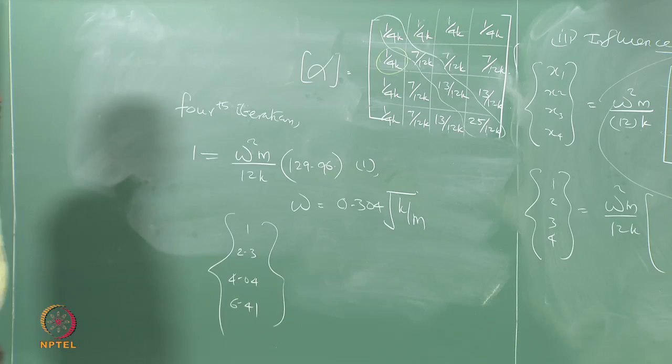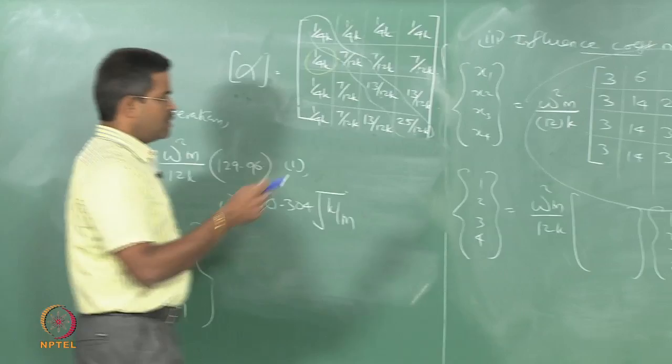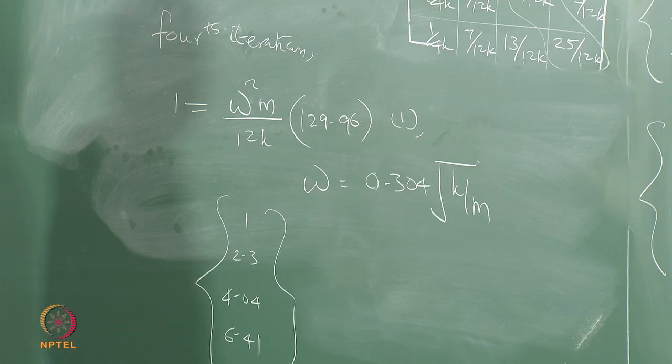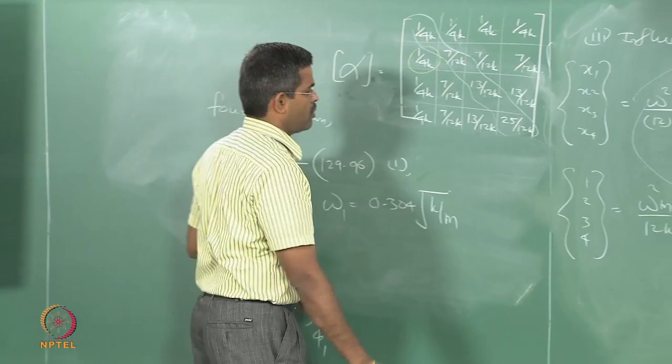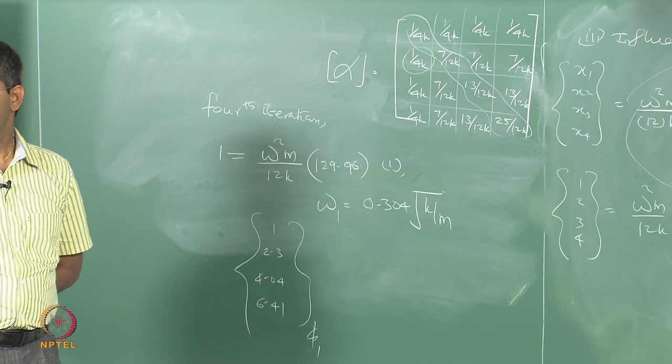So if you compare the results of Dunkerley as 0.277, then Stodola as 0.31, and the iterated influence coefficient method omega 1 and phi 1 as 0.304, you see all of them are almost in the same range, within an error of about 5 to 7%. So all the 3 methods can be easily used.